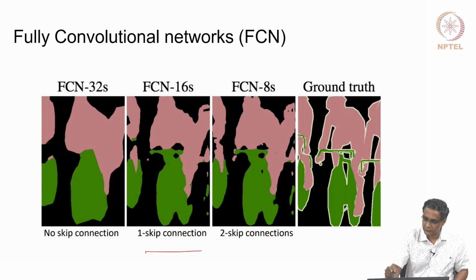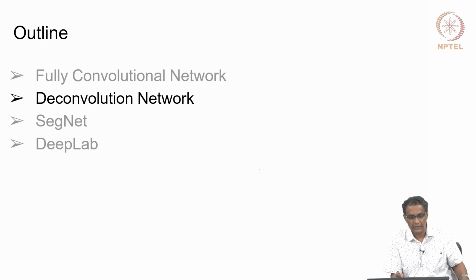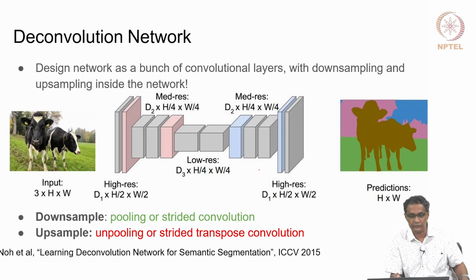And the ground truth, of course. You can see that this is still not so good, because you have still not got the hands and all properly segmented. There is a lot of smoothing going on, because you have lost some details here and there. So not a great output, but at that time I think it was still considered good. Now then came this kind of a deconvolution network.